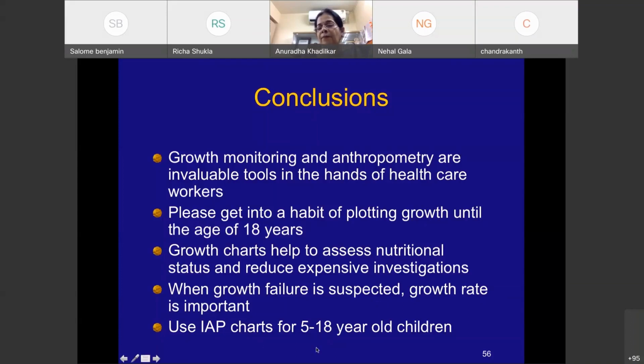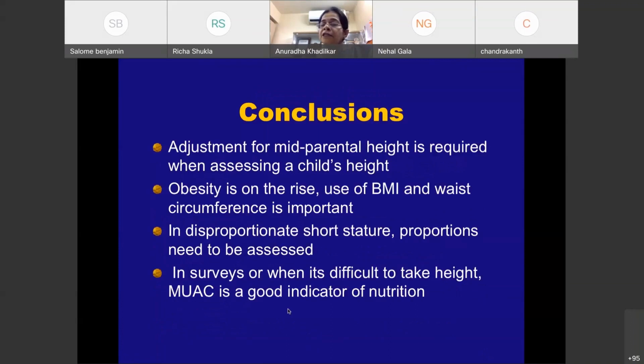You need to use the IAP chart for 5 to 18-year-old children. That is what the Indian Academy of Pediatrics has advised. Adjustment for mid-parental height is required when assessing a child's height. You might recall the formula that we used, which we mark at 18 years. So you mark the target height, but you need to know that the parents should have achieved their genetic potential. That is, they should have had good nutrition. And sometimes in very tall or very short parents, you find that the child is actually shorter or taller to come closer to the average of the population.